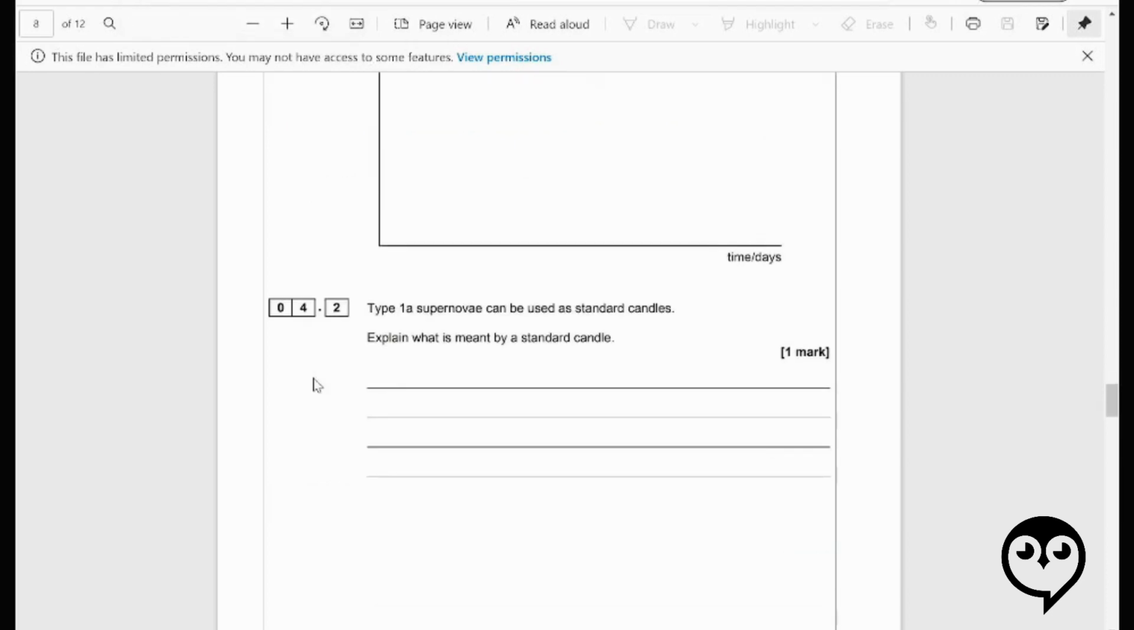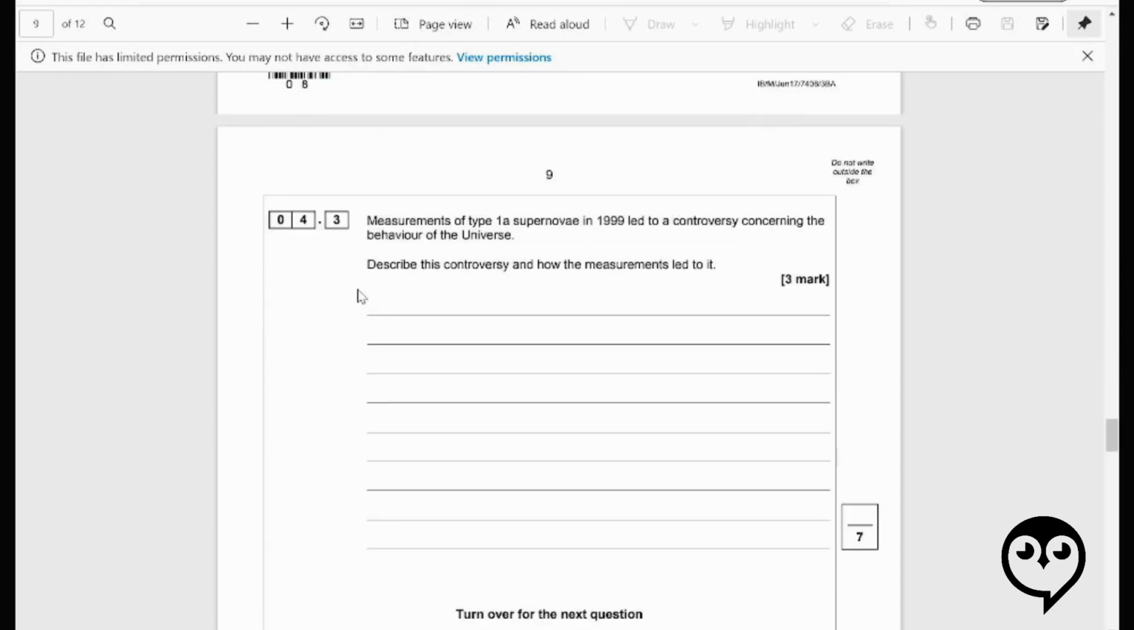Explain what is meant by a standard candle. It's just something that we can compare brightness to, and apparently a Type 1a supernova is used as a standard candle. So it's just something we can compare. Measurements of Type 1 supernova in 1999 led to a controversy concerning the behavior of the universe. Describe this controversy and how the measurements led to it. I don't know anything about this one. I'm just going to jump to the mark scheme.